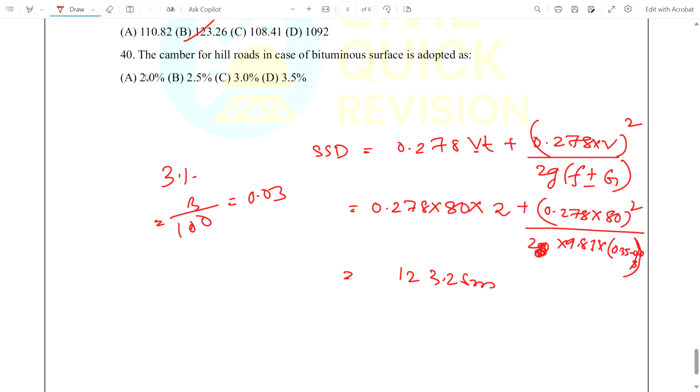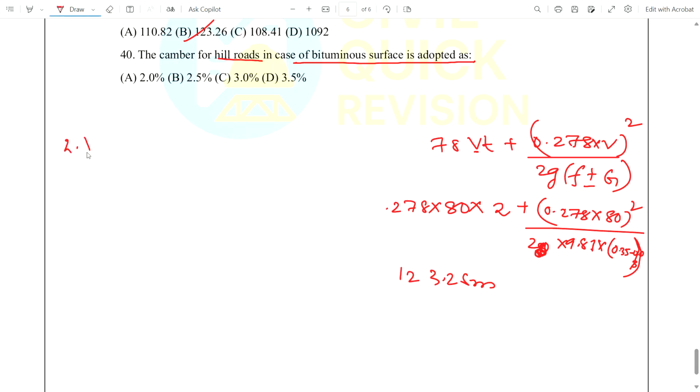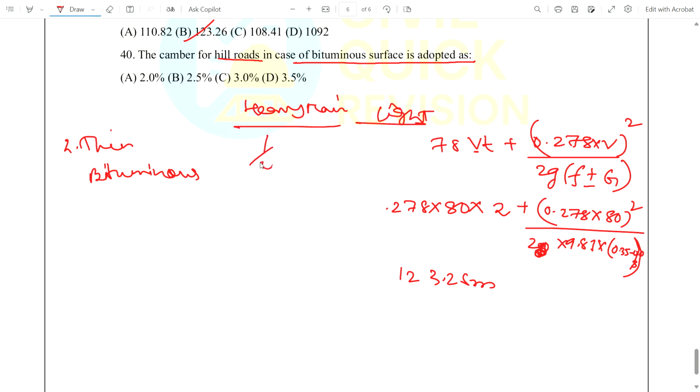Now the last question: the camber for hill roads in case of bituminous surfacing is how much? As we know from the chart, for thin bituminous surface, for heavy rain and light rain, we got the values. For heavy rain it is 1 in 40 and for light rain 1 in 33. So we can assume it is heavy rain.